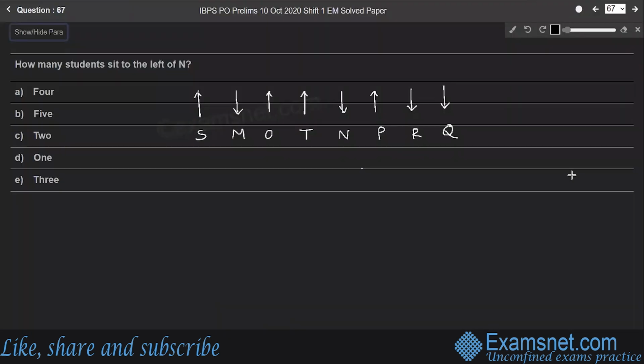Question 67. How many students sit to the left of N? So to the left of N means this direction, right? Since N is facing south, 3 students are sitting to the left of N. Therefore, option E is the right answer.